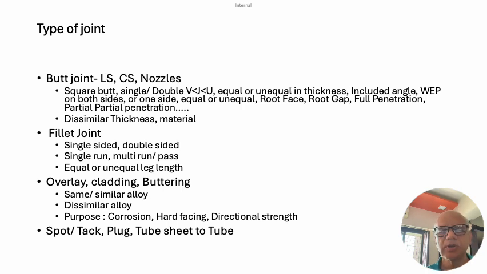Or there are sometimes reclamation build-up is required on a worn out part or a wrongly cut part to restore the geometrical tolerances. So buttering is employed, and then we also have a spot weld or a tack weld or a plug weld, or there are tube to tube sheet welds. So there are many types of joints which we can classify and use.